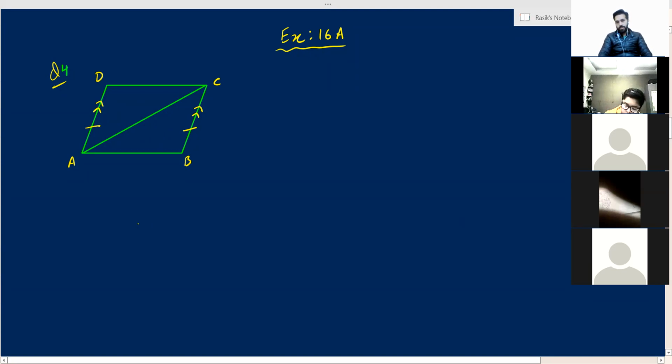And we have to show that AB is equal to CD. Side AB, you can see side AB in the figure. You have to show that AB is equal to CD. Draw the figure quickly, everyone.